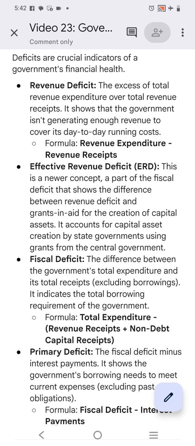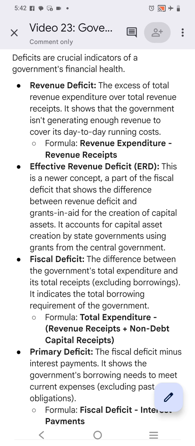So revenue deficit is the excess of total revenue expenditure over total revenue receipts. That means the government is not able to earn or generate enough revenue to cover its living costs. So expenditure has gone beyond receipts.